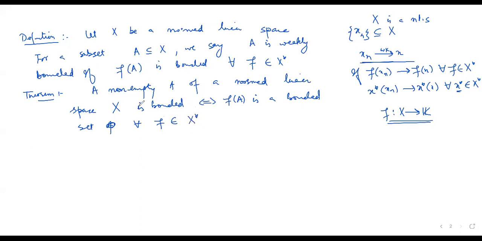And इस तरह से हम कह रहे हैं a set is bounded if and only if it is weakly bounded. So that's not true for weak convergence. So let me prove this theorem. It's very easy to prove.